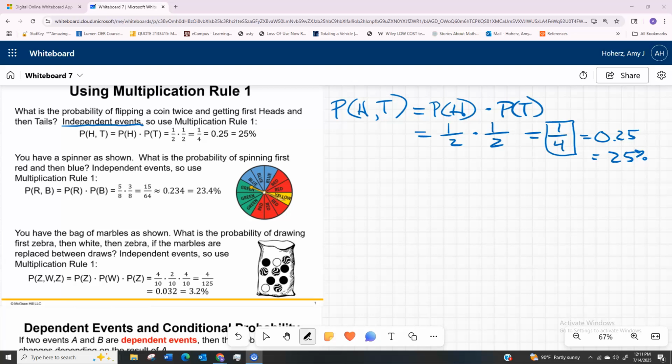So in this case, we have a spinner, and we want to know when we spin that spinner, what's the probability of getting first a red and then a blue.